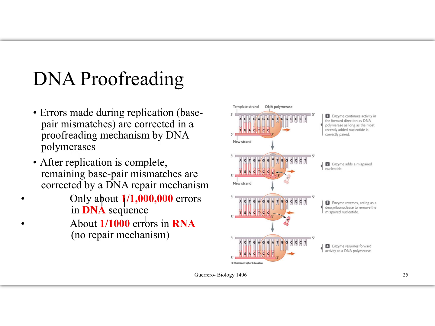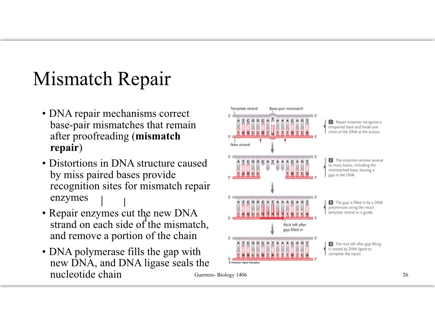So only about 1 in a million errors occur in your DNA sequence. In comparison, when we make RNA, we have about 1 in every 1,000 errors, because there is no repair mechanism in RNA. Okay, so even though mistakes happen, it's still a fairly efficient system. So let's talk again about the mismatch repair.